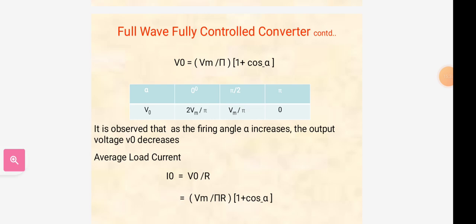cos alpha. In case alpha is equal to 0 degrees, the output voltage is 2 Vm by pi. In case alpha is equal to pi by 2, the output voltage is Vm by pi. In case alpha is equal to pi, the output voltage is equal to 0. It is observed that as the firing angle alpha increases, the output voltage V0 decreases. The average load current I0 is equal to V0 by R, that is Vm by pi R into 1 plus cos alpha.